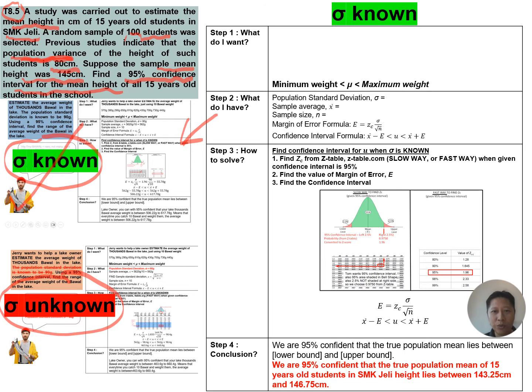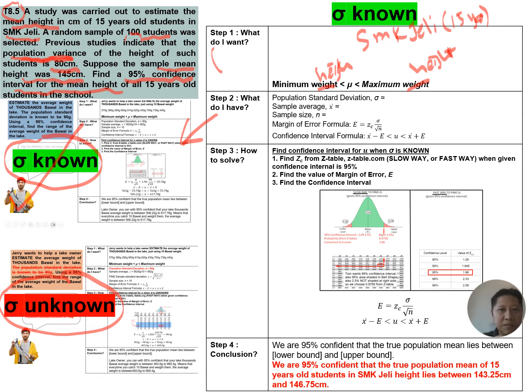We're going to follow the 4 big steps. First step: what do we want? We want to find the interval for the mean of SMK students. We choose those 15 years old ones.